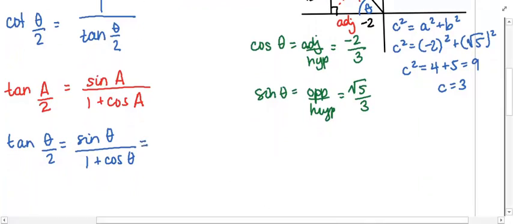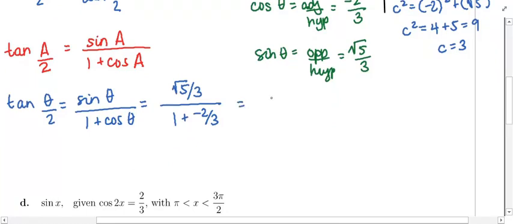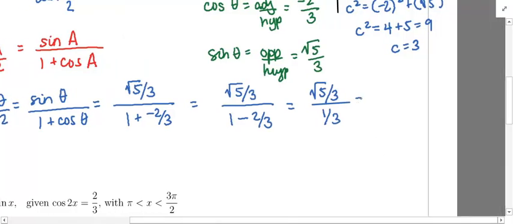Okay, so this is going to be the sine. The sine is the square root of 5 over 3, over 1 plus the cosine, so 1 plus a negative 2/3. We're going to have to simplify this. So we're going to get the square root of 5 over 3. The bottom is going to be 1 minus 2/3. 1 minus 2/3 is 1/3. Okay, so luckily this is not too bad.